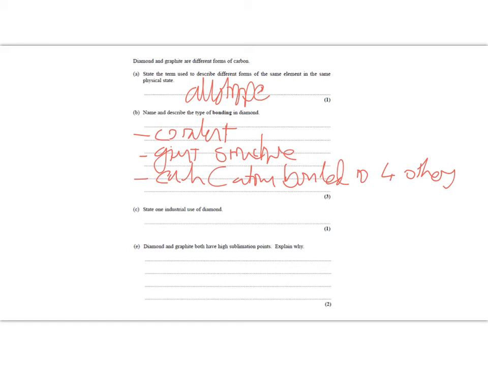And you might even include the shape which is formed around the carbon. So you might say it's in a tetrahedral shape. And diamond is incredibly hard, which is why it's used for drill pieces.